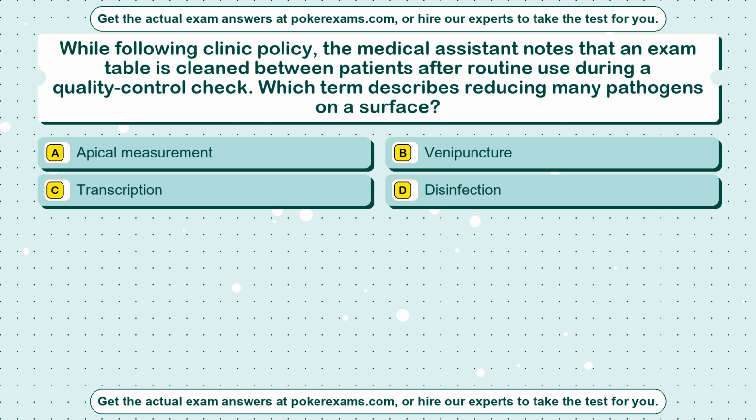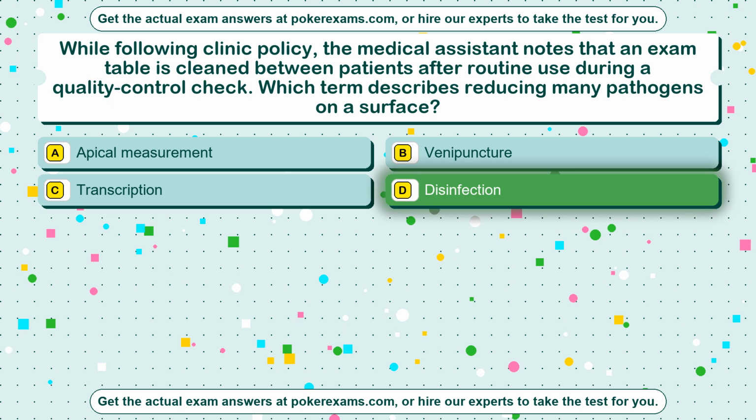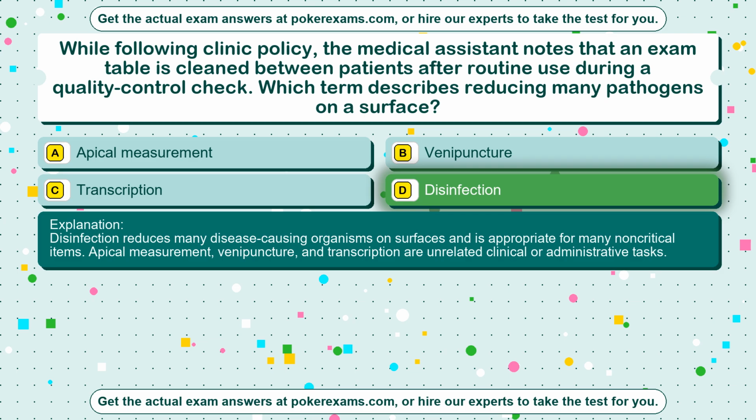Question 45. While following clinic policy, the medical assistant notes that an exam table is cleaned between patients after routine use during a quality control check. Which term describes reducing many pathogens on a surface? Option A, apical measurement. Option B, venipuncture. Option C, transcription. Option D, disinfection. The correct answer is option D, disinfection. Disinfection reduces many disease-causing organisms on surfaces and is appropriate for many non-critical items. Apical measurement, venipuncture, and transcription are unrelated clinical or administrative tasks.